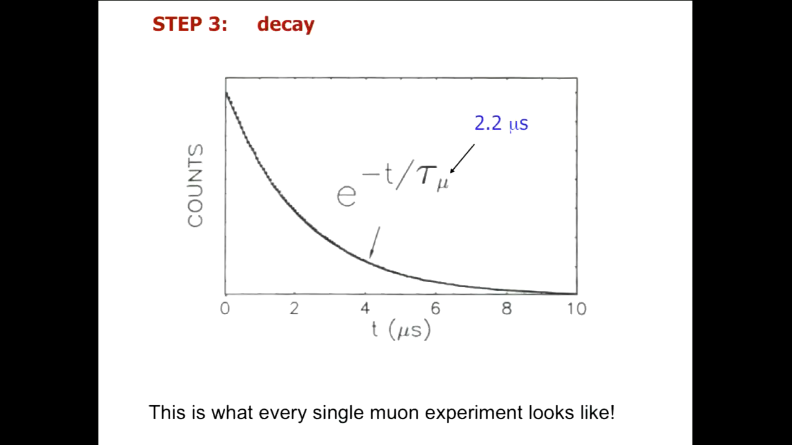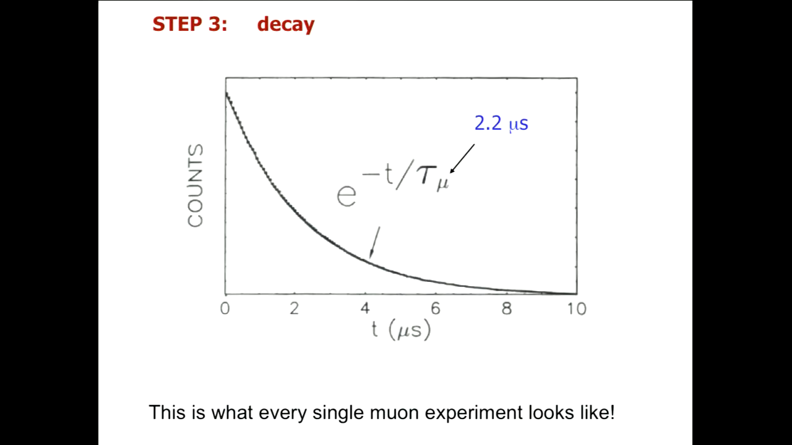And then the third thing that happens is decay. So if you put in, as you can at ISIS, a whole bunch of muons at time t equals 0, and then you wait as a function of time, what you will see is that the number of counts in the detectors goes down exponentially. It's just radioactive decay. And every single experiment that you do here at ISIS will look exactly like that. Okay, so that's the end of the story. We can all go home.